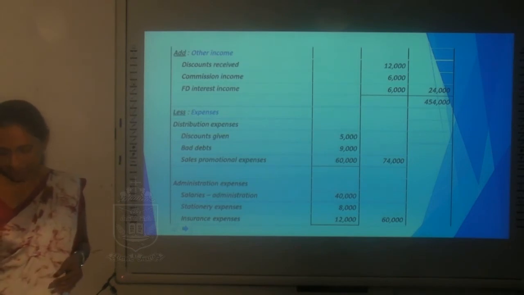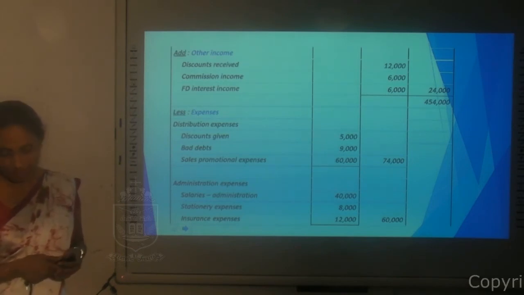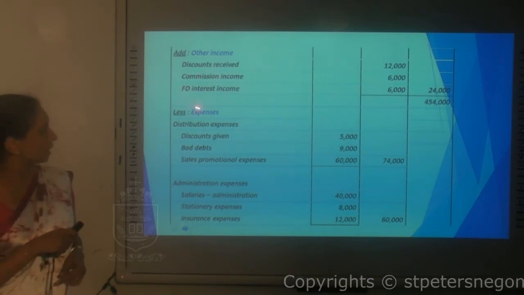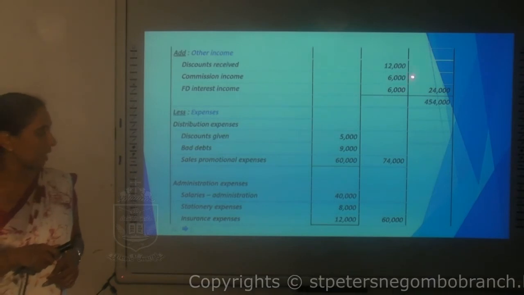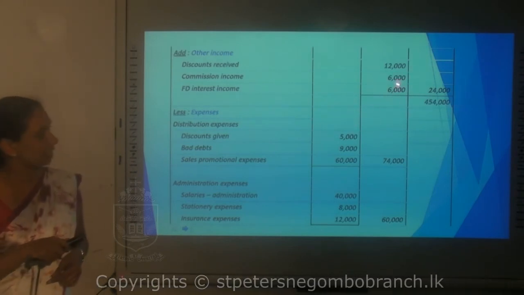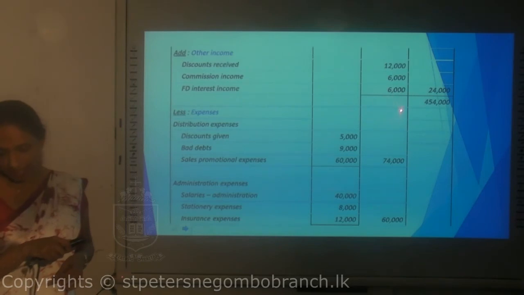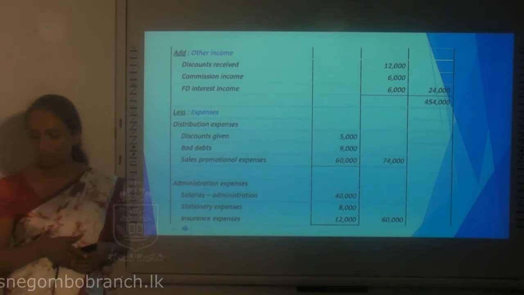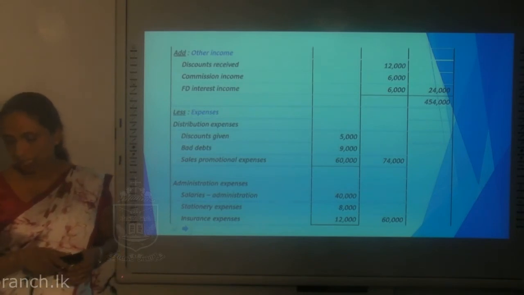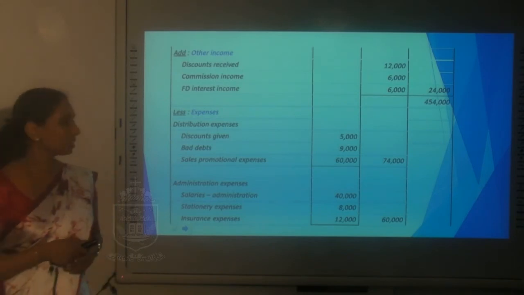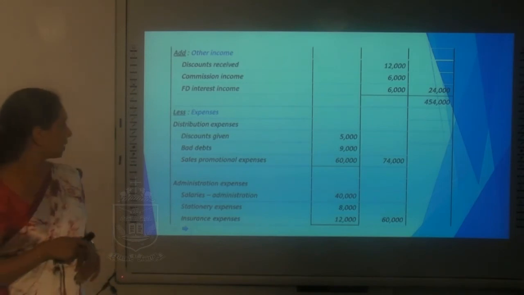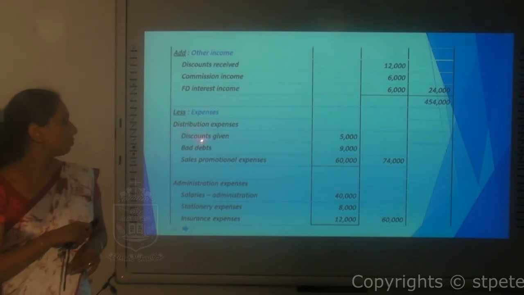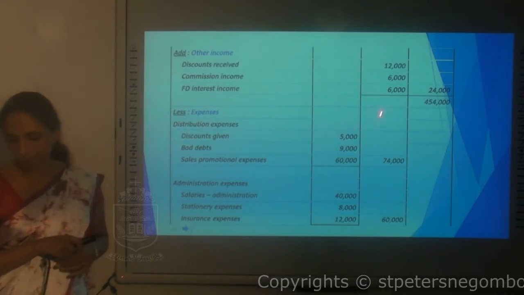In the next line item, we have already calculated the fixed deposit income that is given separately. So no need for us to calculate on our own because it's mentioned here. So we have already mentioned that. And the next line item is the discounts given. Discounts given is a distribution expense. So you can straight away go to the distribution expenses column and mention the discounts given as 5,000.